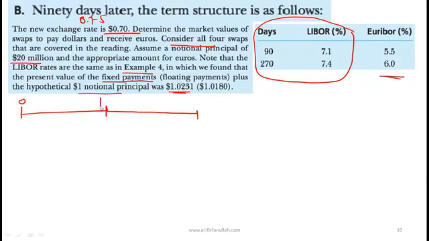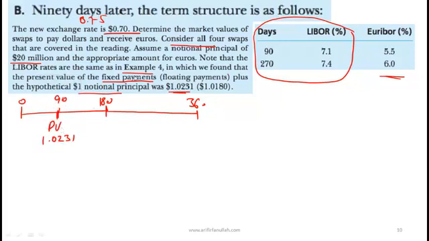Okay, so 0, 180, 360. We are now at day 90. So in example 4, what did we figure out? We figured out that the present value of fixed payments at this point, plus the $1 hypothetical amount, so this PV for dollars, was how much? 1.0231. Okay, now for euro, let's do euro in blue.